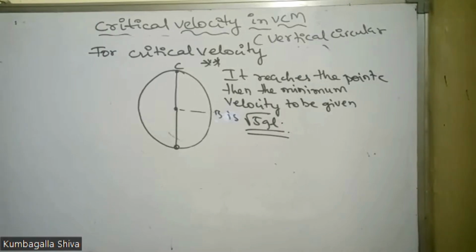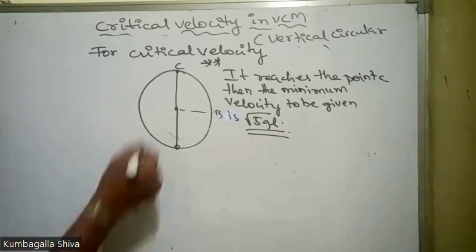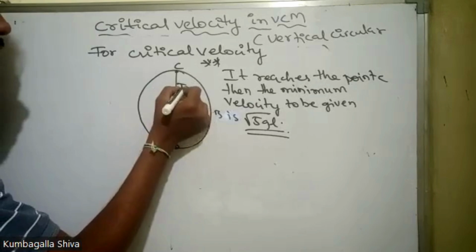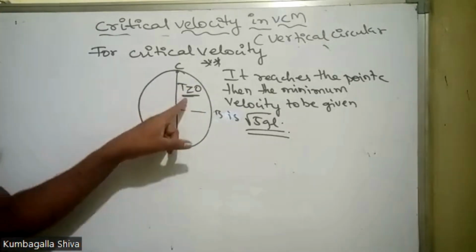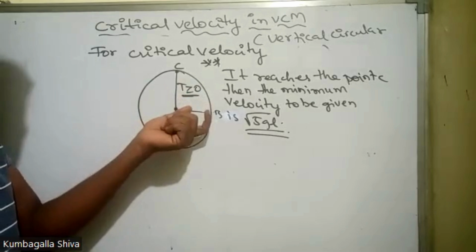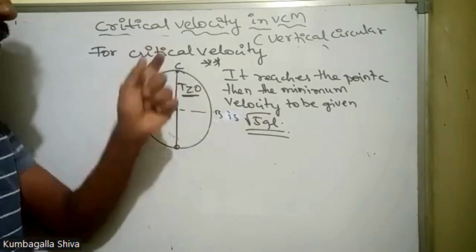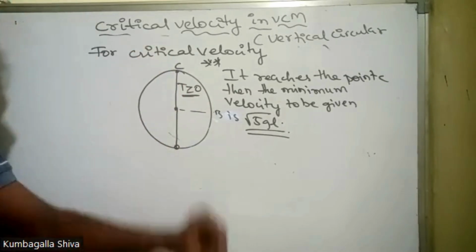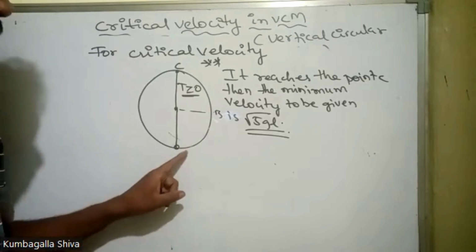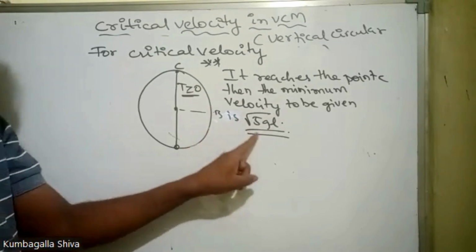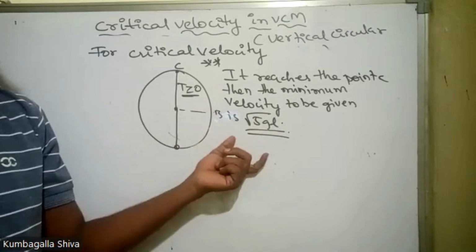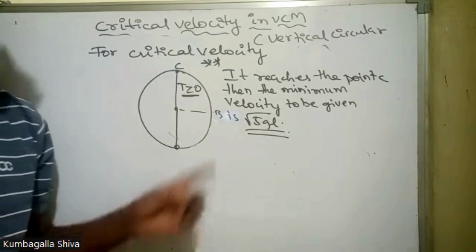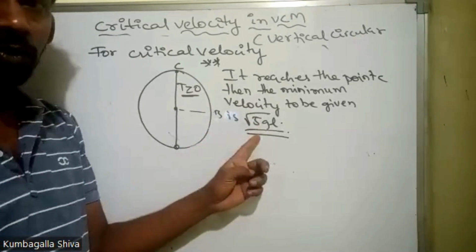Here we can also say the tension should be greater than or equal to 0. At this stage, the velocity you must impart to the body is root 5gL. We'll derive this, don't worry. We'll derive how this equation came.